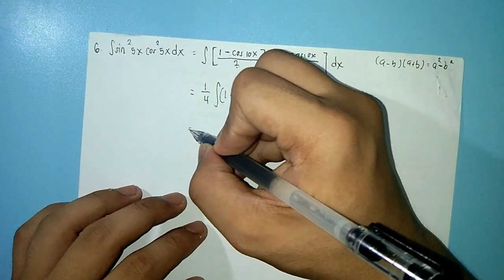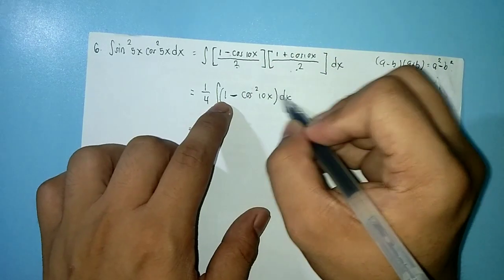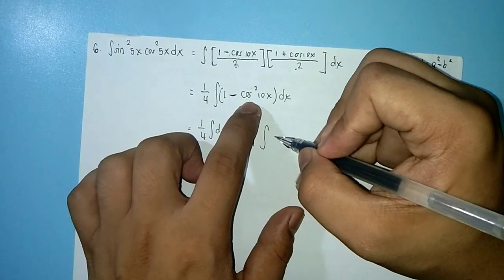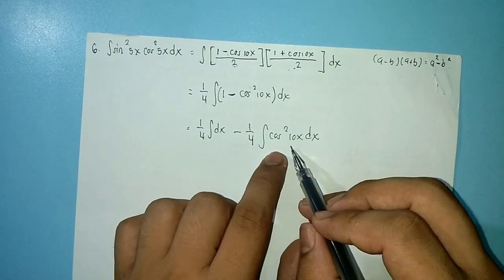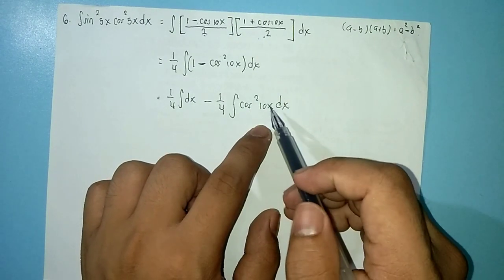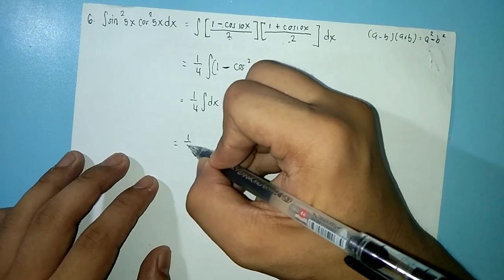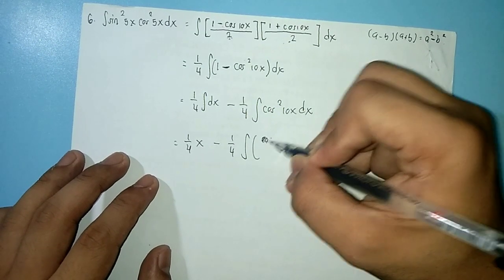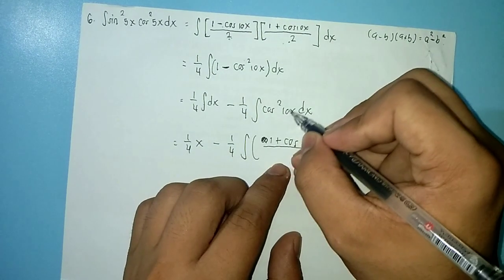Then, distribute. So, magiging 1/4 integral ng dx. So, distribute. Then, minus 1/4 integral of square of cosine 10x. So, as you can see, square of cosine na naman yan. So, magiging ano yan? Pag cosine, 1 plus cosine times 2 yung 10, 20 naman. Okay? So, ito 1/4 x minus 1/4 integral of 1 plus cosine 20x over, nag times 2 naman tayo, over 2.